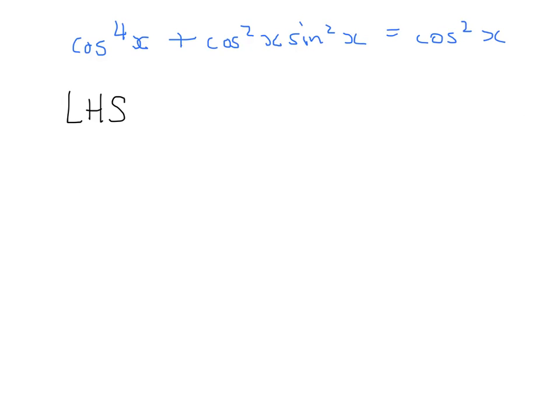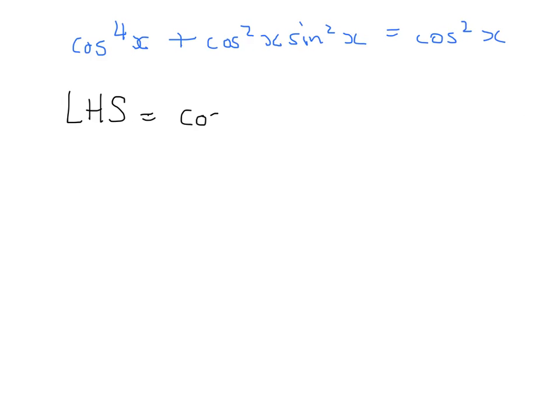Number 9 looks really horrible. We have cosine to the power of 4x, and when we get to the power of 4 that can never be good, plus cos squared x sine squared x equals cos squared x. But all we need to do is actually just use our algebra skills here. We have our left hand side, and the first rule of algebra is to factorize. It's not really the first rule, but it will do here.